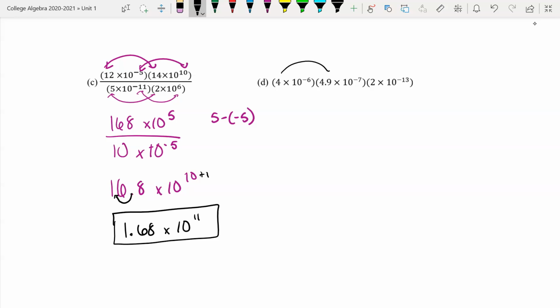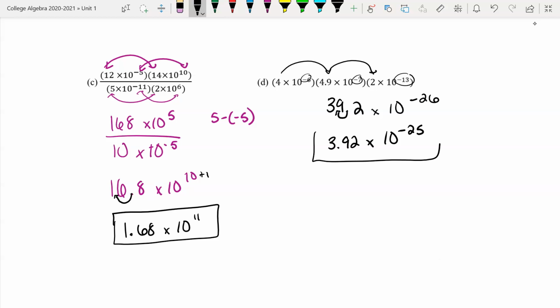This next one, we're going to multiply these 3 numbers, because there's just 3 multiplications. You get 39.2. I'm going to add my exponents. You get negative 26. Okay, again, same thing. I moved it to the left to make it 3.92, so I'm going to add 1. I get 10 to the negative 25th.